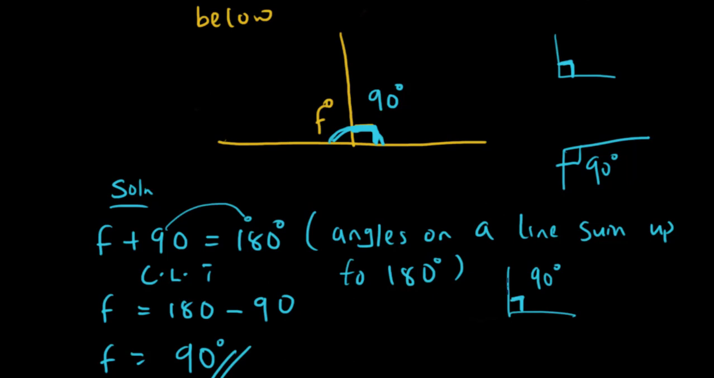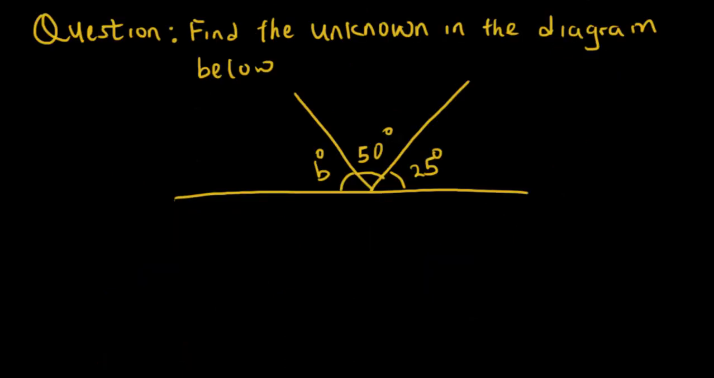Does that make sense? Let's take another question. So we have: find the unknown in the diagram below. This is also simple. Now don't forget this is a line, and then you can see that arc coming from the line and going back and joining the line again. So it signifies angle on a line. Angles on a line sum up to 180 degrees. So we add all the angles on this part, that's B, 50 and 25. So we have B plus 50 plus 25 equals to 180.